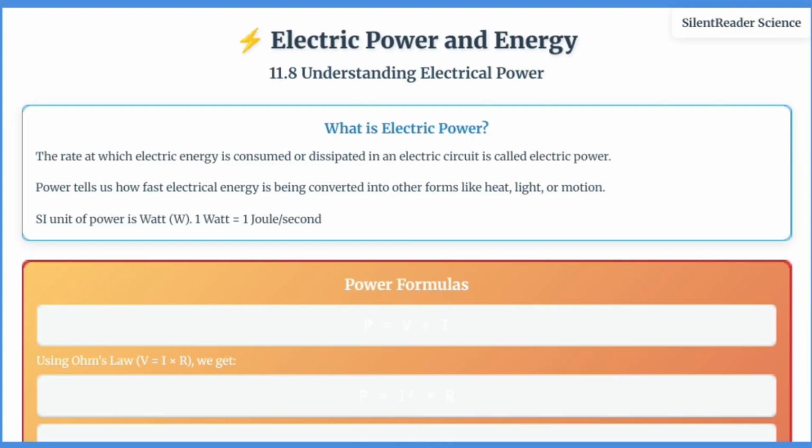An interesting phenomenon occurs when bulbs of different wattages are connected in series. The bulb with higher resistance actually glows brighter in series connection because the same current flows through both, and power equals I squared times R. So the bulb with higher resistance consumes more power and glows brighter, which is counterintuitive but mathematically correct.